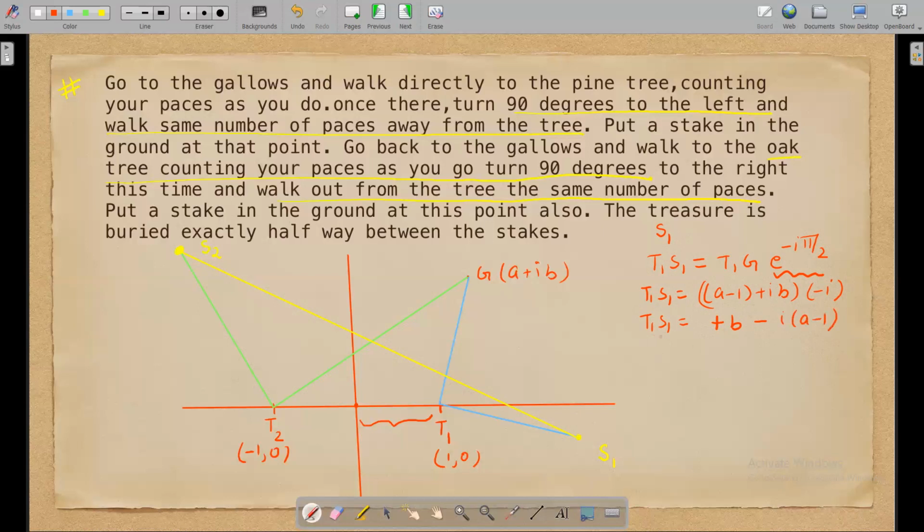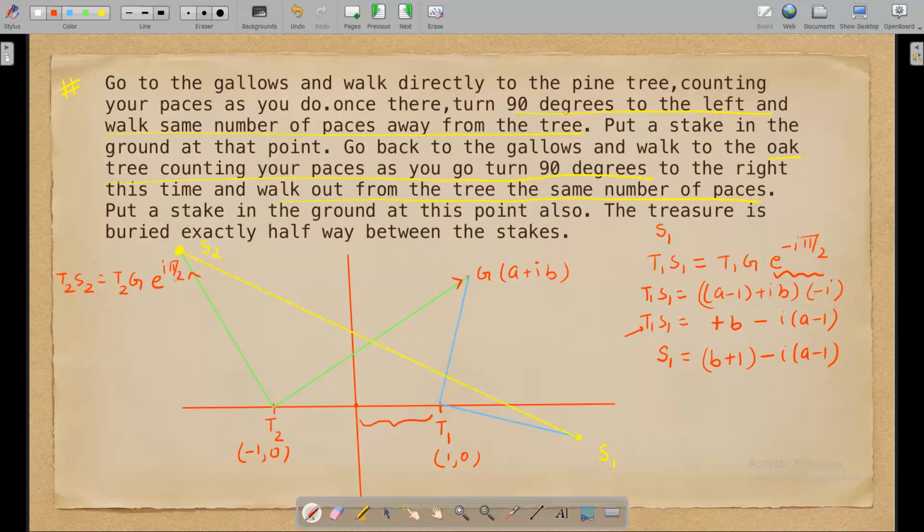Okay, but this is the T1S1 vector. What you need is the position vector, or you can say the complex number corresponding to S1. So that also we can find here. S1 turns out to be b plus 1, because we know the position vector for T1, minus iota (a minus 1). So now we have the position vector corresponding to S1. Let us find out the complex number corresponding to the point S2. For that, with a similar approach, here I can write that the vector T2S2 is obtained when you rotate the vector T2G, but in the counterclockwise direction by an angle of pi by 2.